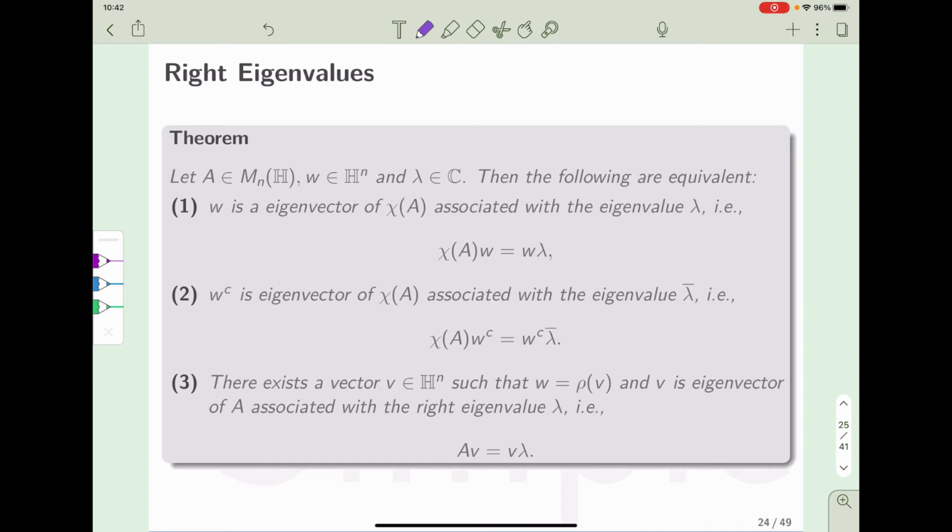Now we have a super useful theorem. Let A be any quaternion matrix and chi of A its corresponding complex adjoint matrix. The theorem says that the quaternion matrix A has literally the same complex eigenvalues as its complex adjoint matrix. If the pair lambda, w is an eigenpair of chi of A, then so is the pair consisting of the conjugate of lambda and the companion vector of w. Basically, it says that if you have lambda as your eigenvalue, then you also get its conjugate for free.